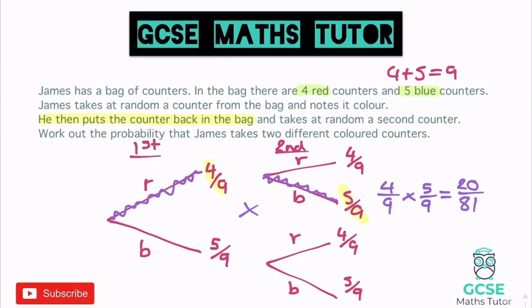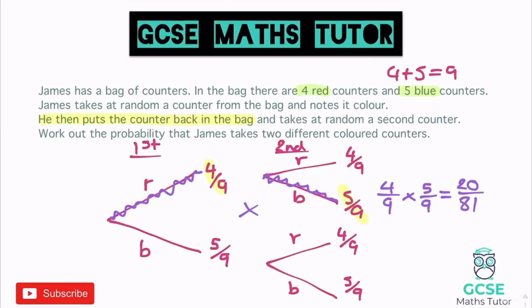And the reason being is that that probability there, 20 out of 81, tells us something quite important. It tells us that there are 20 different ways of this happening out of a possible 81 different ways of picking all these counters. That can seem a little bit hard to understand sometimes, but if we labelled the red ones 1 to 4 and the blue ones, let's say 1 to 5, there are 20 different ways of taking a red then a blue.